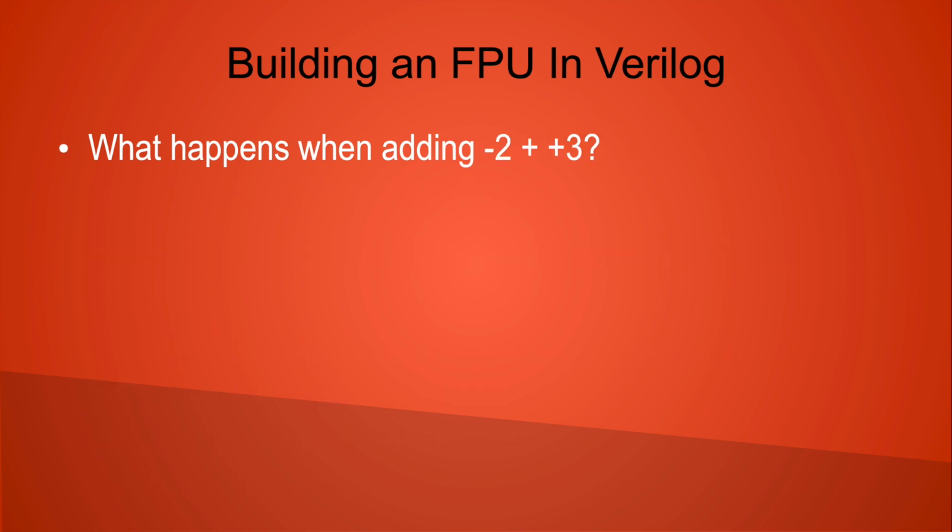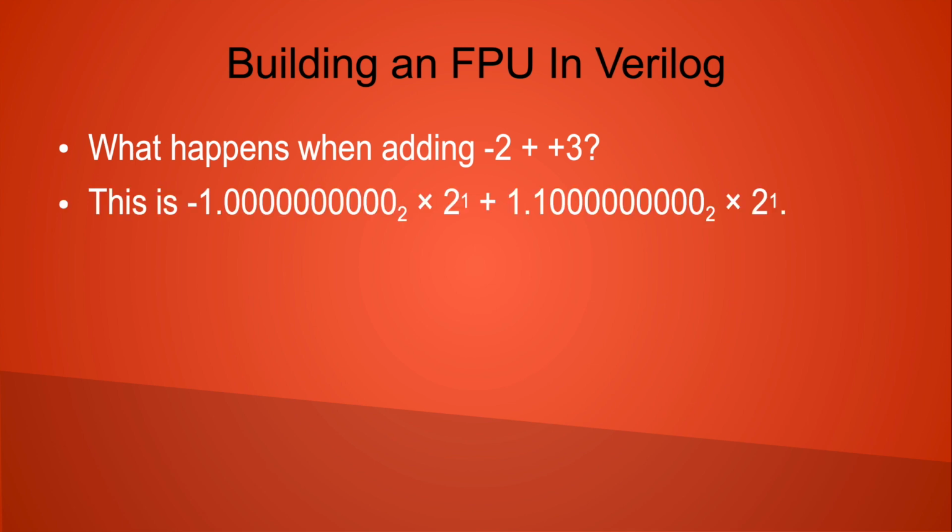There's one more special case. What happens if I add -2 plus +3? The floating point representation of -2 is -1 point followed by 10 zeros times 2 to the 1st power. And the floating point representation of 3 is 1.1 followed by 9 zeros times 2 to the 1st power. The exponents for both the Augend and Addend are 1.